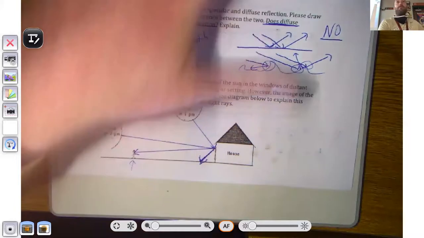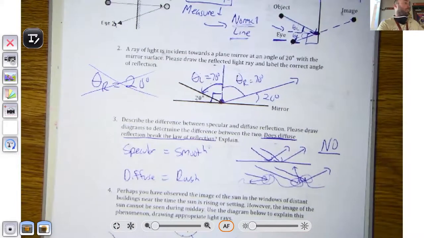Any questions on the front page? No, we good? Moving on.